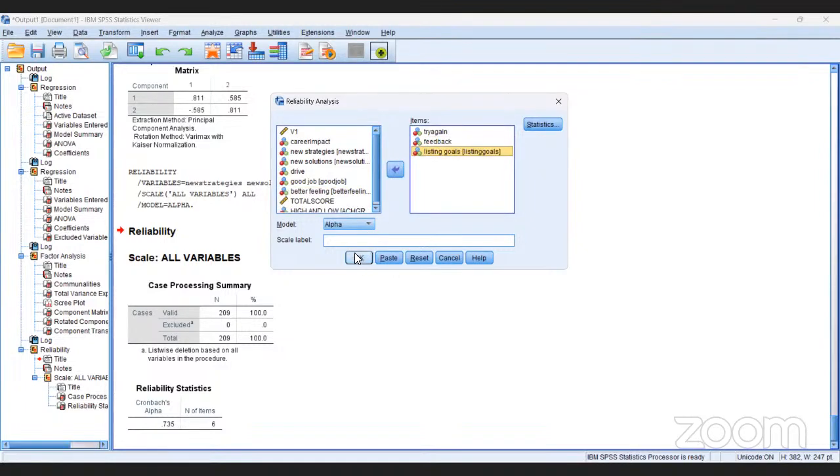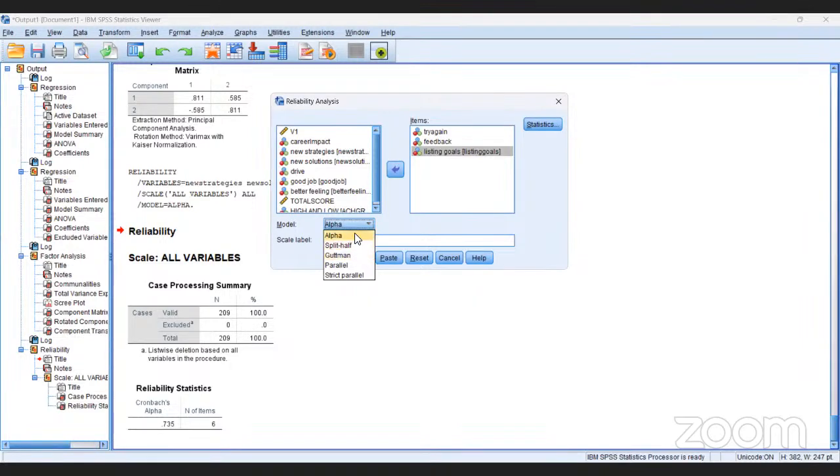So could you please show us the models also, the other ones? Yeah, the other one I have already given, 0.73. No, sir. The option here, the model that is alpha, there's the drop down box. Other than alpha, what are the other models available? That is split half, Guttman, parallel, strict parallel.